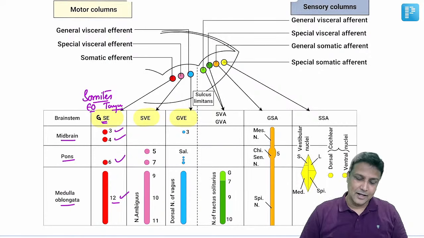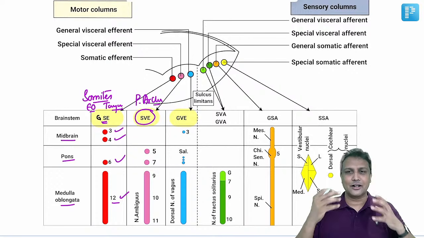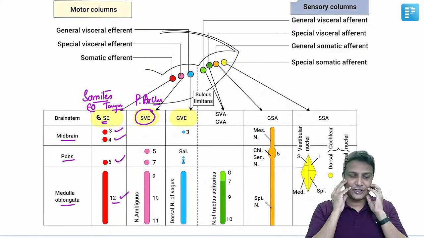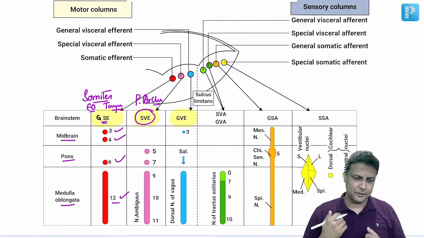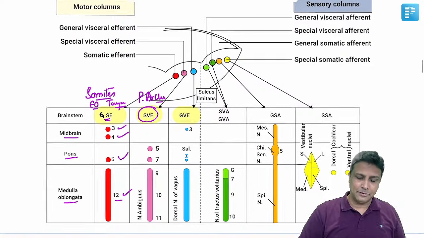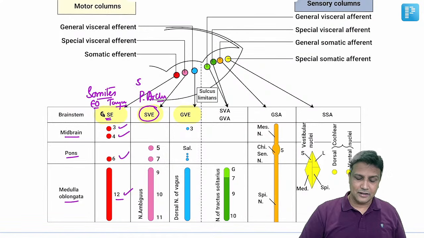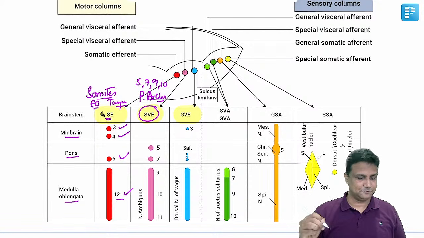Done. Special visceral efferent is the one which supplies the muscles derived from the pharyngeal arches. Now, what are the muscles derived from the pharyngeal arches? All the remaining muscles: muscles of mastication, muscles of facial expression, and muscles of the larynx, pharynx, and palate. And the pharyngeal arch muscles will be supplied by which nuclei? 5, 7, 9, and 10.